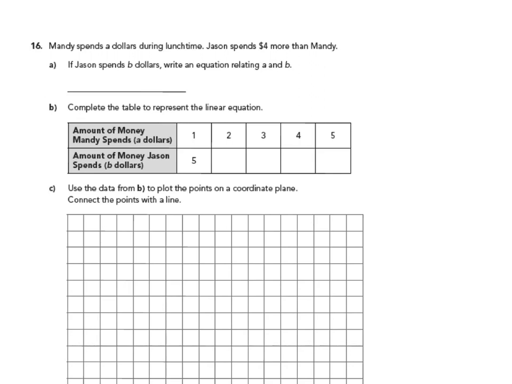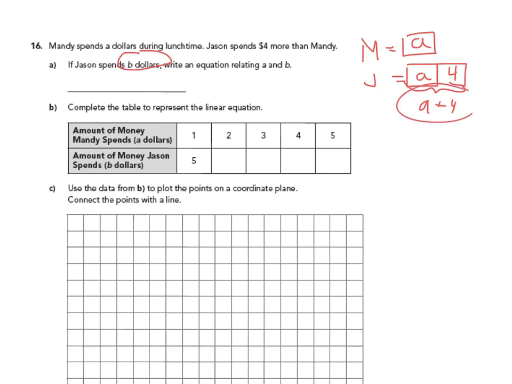It says that Mandy spends $8 during lunchtime. So Mandy, I know, spends $8. Now Jason spends $4 more than Mandy. So he spends what she spends, but an additional 4. So we would call Jason's amount an A plus 4. But then they say up here Jason spends B. Well, he spends B, but he also spends Mandy's plus 4. So I know Jason's B equals A plus 4.